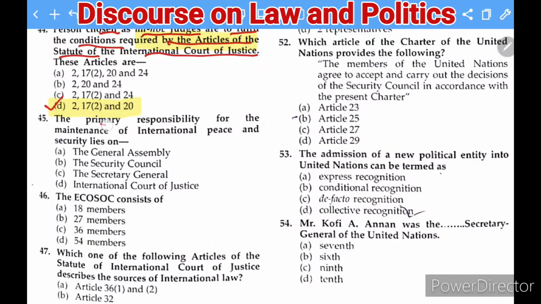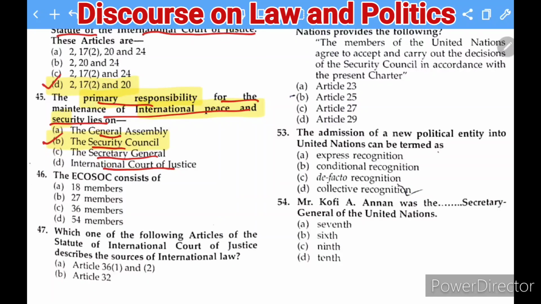The primary responsibility for the maintenance of international peace and security lies. So who has a primary responsibility for what? International peace and security. And the options which are given: General Assembly, Security Council, Secretary General, International Court of Justice. So which is the right answer? Who has the primary responsibility to maintain the international peace and security? The right answer is here, that is the Security Council.